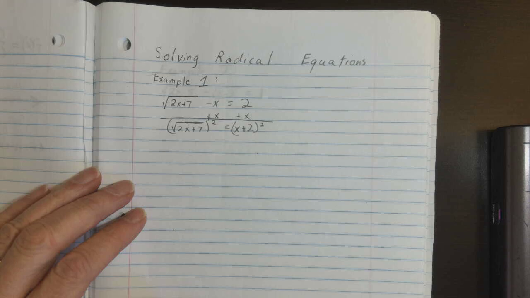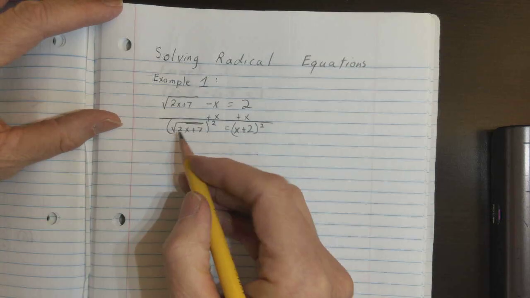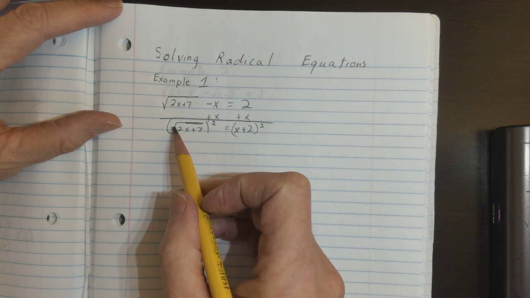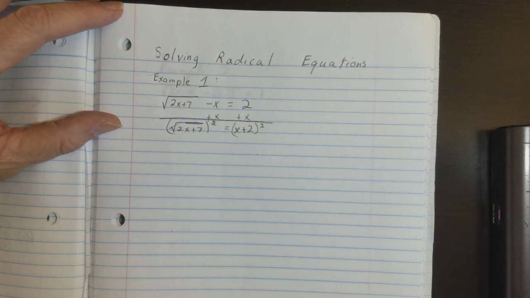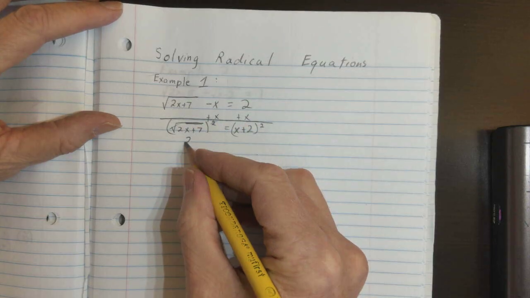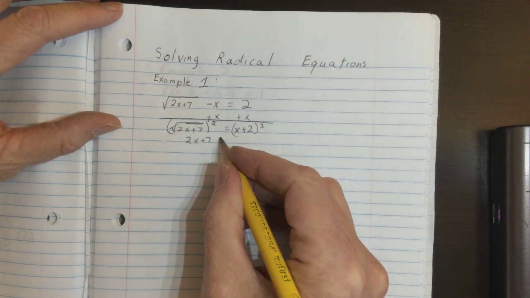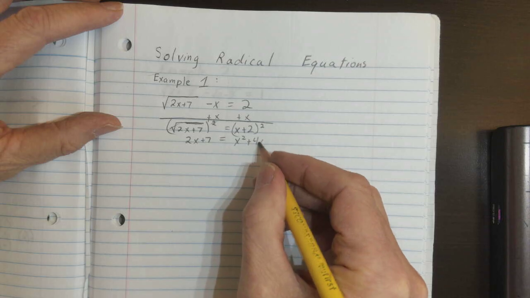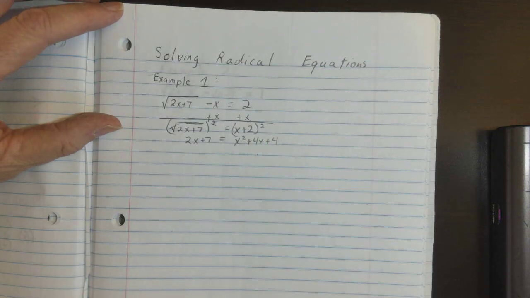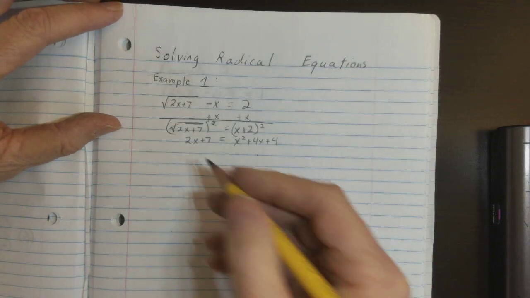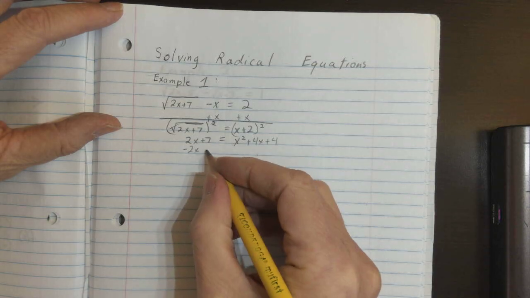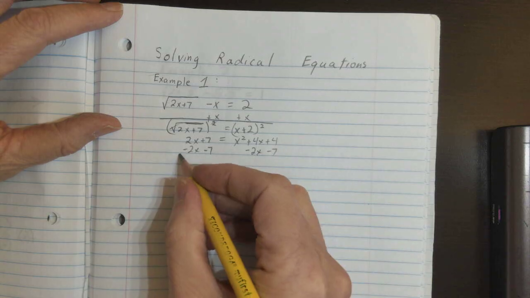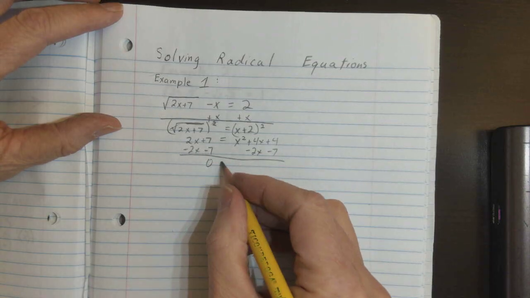And so that's what I'll do here. I'll raise both sides to the second power, and then the square root and square are going to cancel out, and you have 2x plus 7. And then if you multiply this out, that's x squared plus 4x plus 4. And I'm going to subtract 2x and 7 from this side because we've got a quadratic now that we can solve. And that's 0 here.